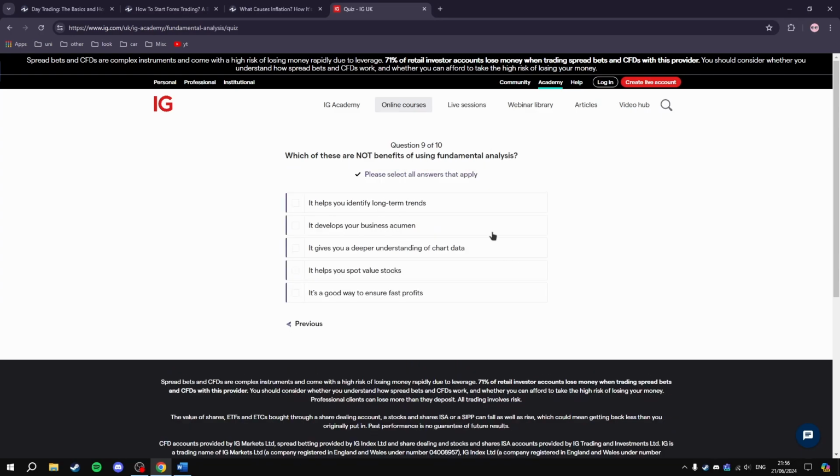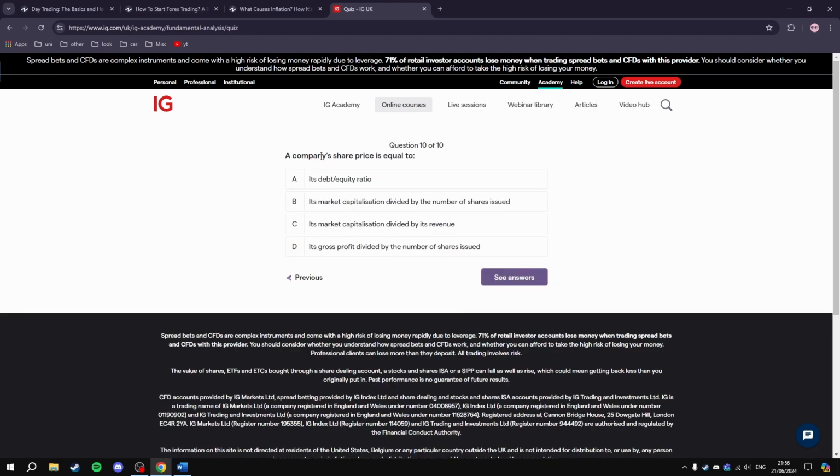Which of these are not benefits of using fundamental analysis? Helps you identify long-term trends. That's a benefit. Develops your business acumen. Benefit. Gives you deeper understanding of chart data. Benefit. Helps you spot value stocks. Benefit. It's a good way to ensure fast profits. Not a benefit. A company's share price is equal to its market capitalization divided by the shares issued. Yep.